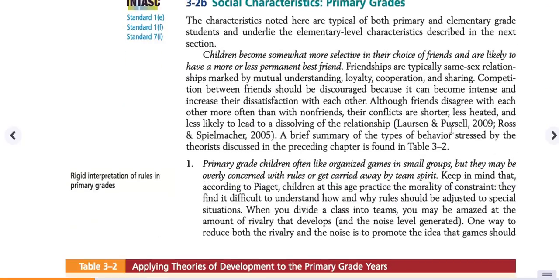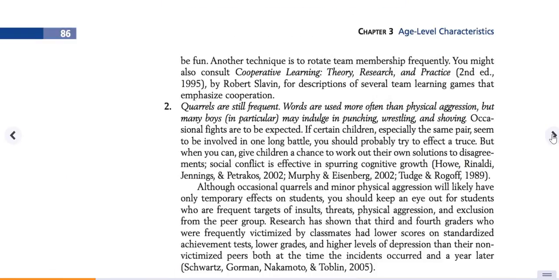Primary grade children often like organized games in small groups, but they may be overly concerned with rules or get carried away by team spirit. Keep in mind that according to Piaget, children at this age practice the morality of constraint. They find it difficult to understand how and why rules should be adjusted to special situations. When you divide a class into teams, you may be amazed at the amount of rivalry that develops and the noise level generated. One way to reduce both the rivalry and the noise is to promote the idea that games should be fun. Another technique is to rotate team membership frequently.